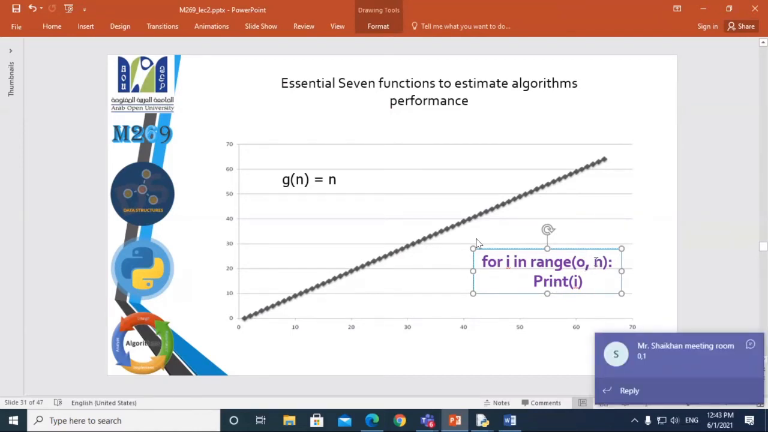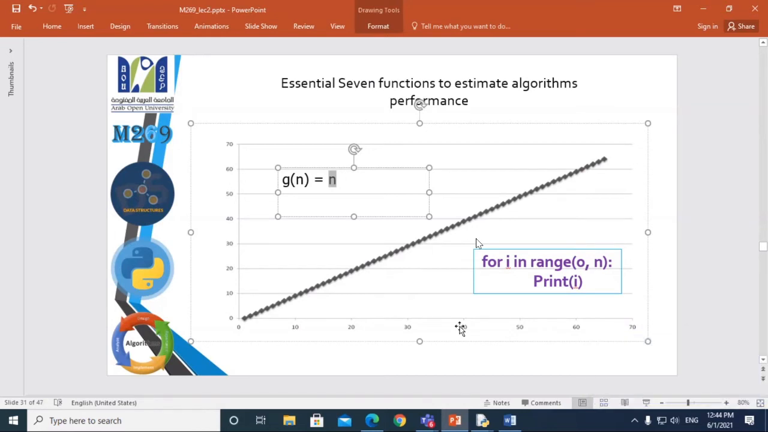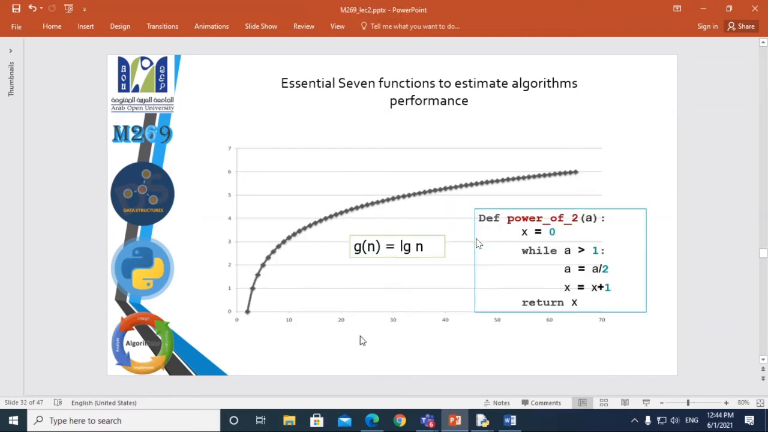How about if n is 10? It will print from 0 to 10 and so on. So depending on the value of n, that's why we call it big O of n. It will be repeated n times. Clear? Clear.